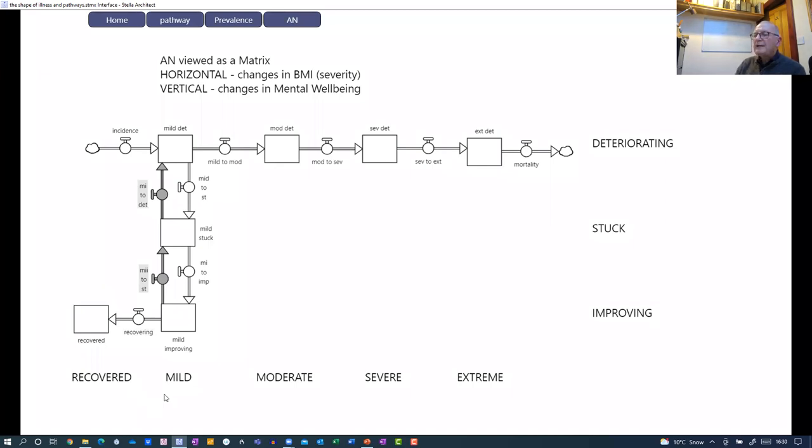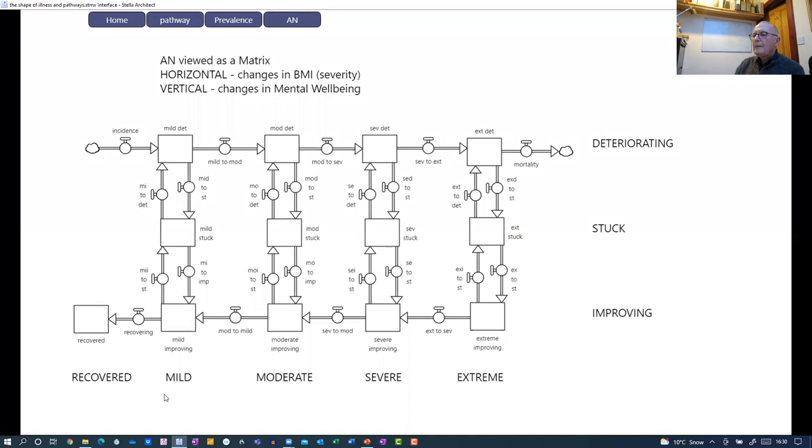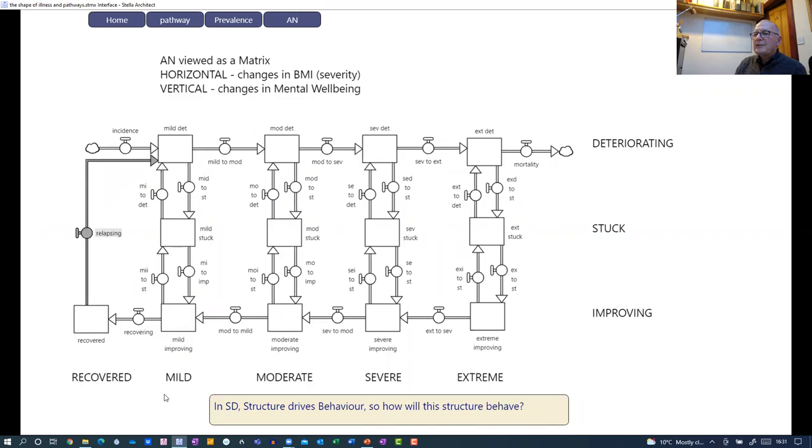And if you extend that diagram outwards, you then get this shape. And notice that in the middle level of stuck, you're not moving left or right. Your BMI is not changing. And so that's my kind of rough thought. Just to complete the picture, there's also the possibility of relapsing. So basically, we've got a mild, moderate, severe, and extreme state in terms of BMI. We've got mental well-being in terms of improving, being stuck and deteriorating. Then we've got people who are recovered and sadly a pattern of people relapsing and going back into here.